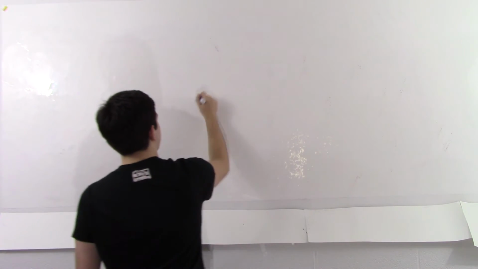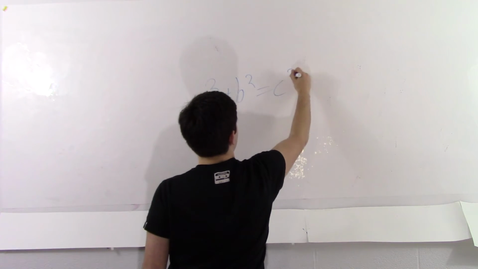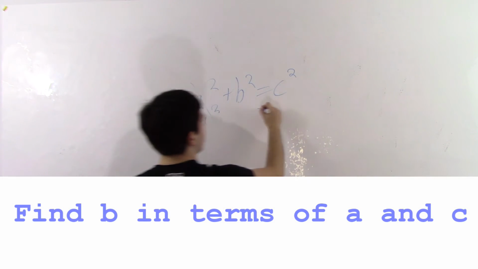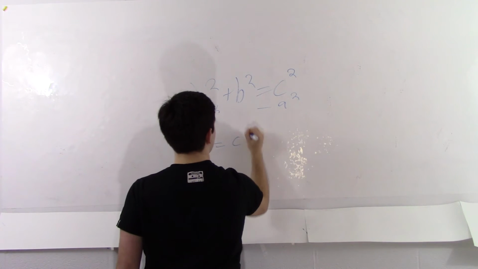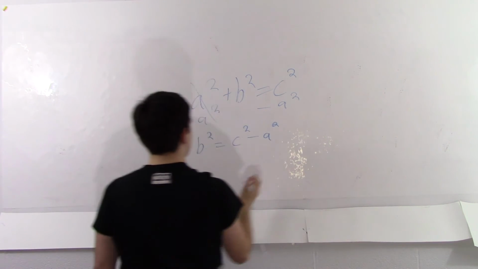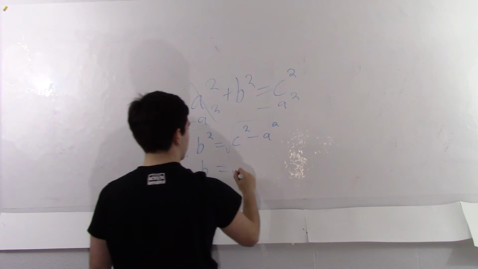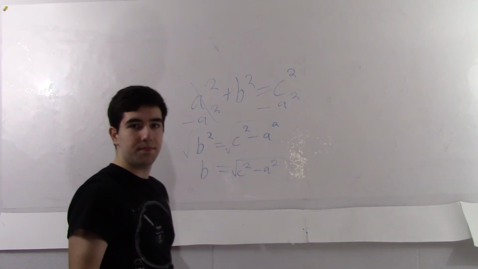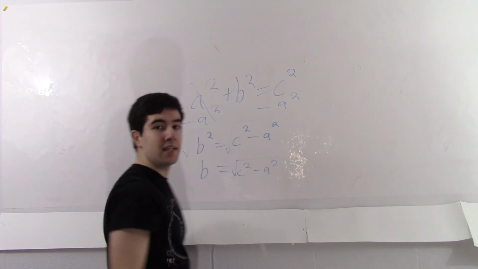Let's look at another example. If we have the Pythagorean Theorem, which is a squared plus b squared equals c squared, and we need to know what b equals, again, subtract a squared. b squared equals c squared minus a squared. We set our square root to each side, so then we know that b equals the square root of c squared minus a squared. Done. So then, if we know a and c, we can easily plug it in and get what b equals.